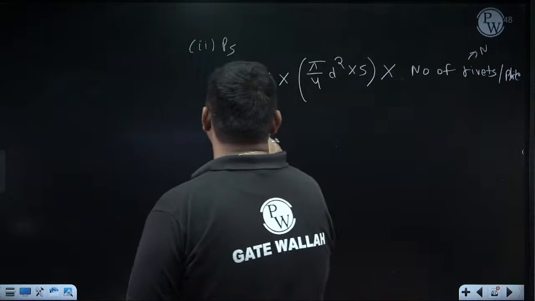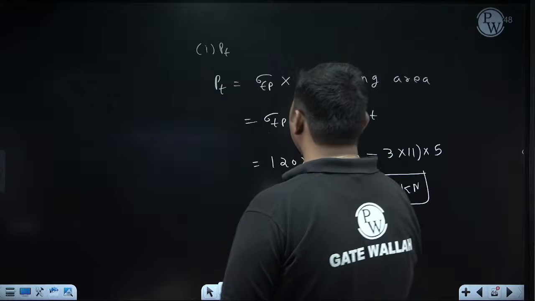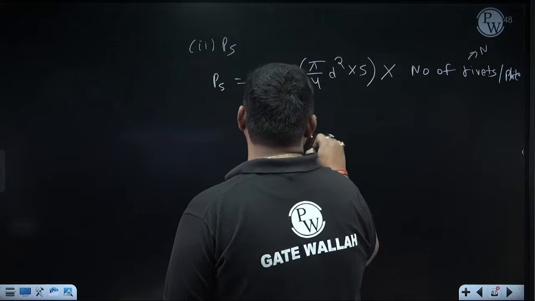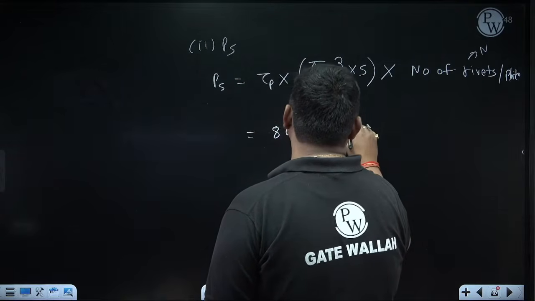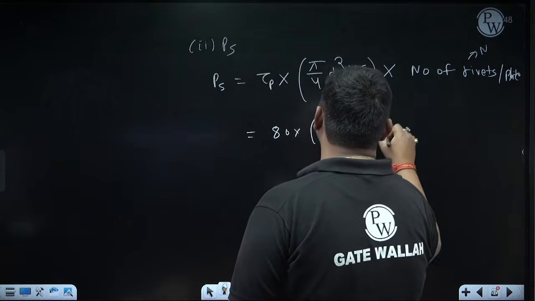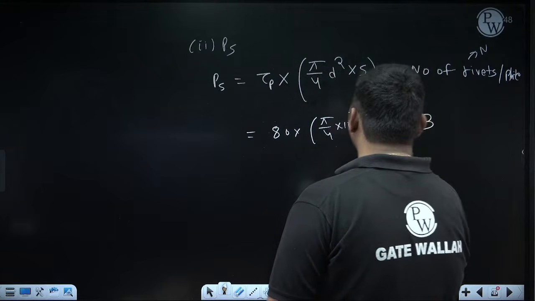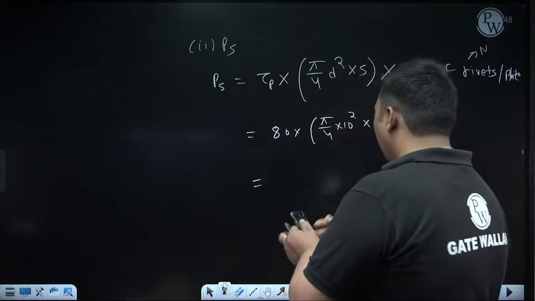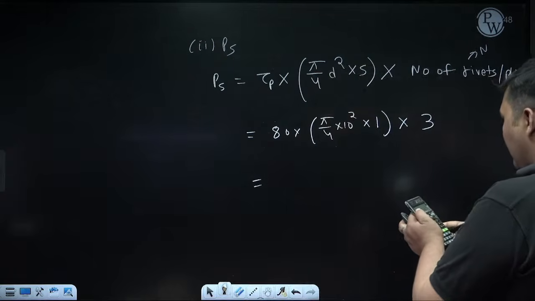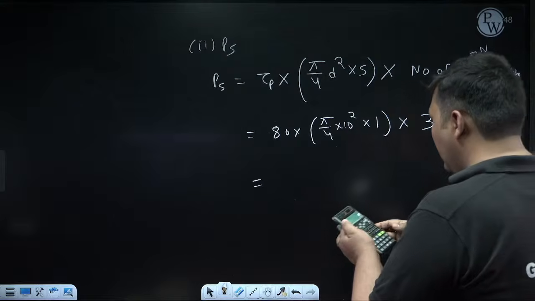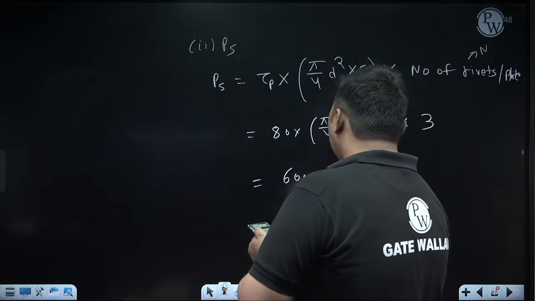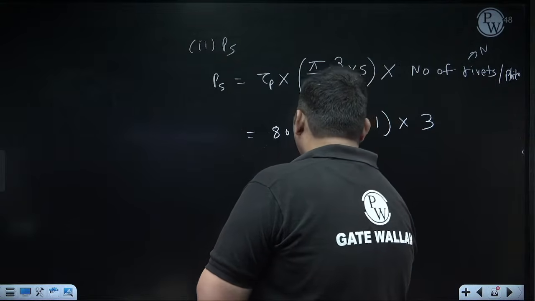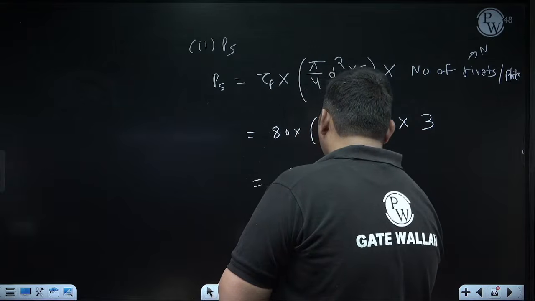Okay. So, what is tau p? It is 80 megapascal into pi by 4 d square, d is 10. So, 10 square. Since it is subjected to single shear, s is 1, into number of rivets per plate, which is 3. How much is it coming? First, I am calculating in terms of pi. 80 divided by 4 into 10 square into 3. It is coming 6000 pi Newton. In kilonewton, it will be 6 pi kilonewton.